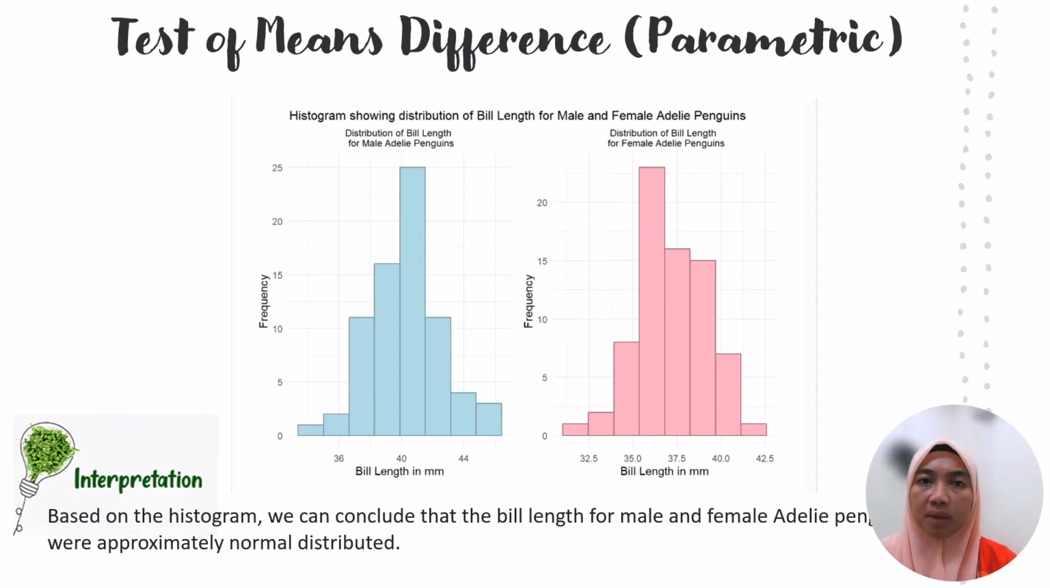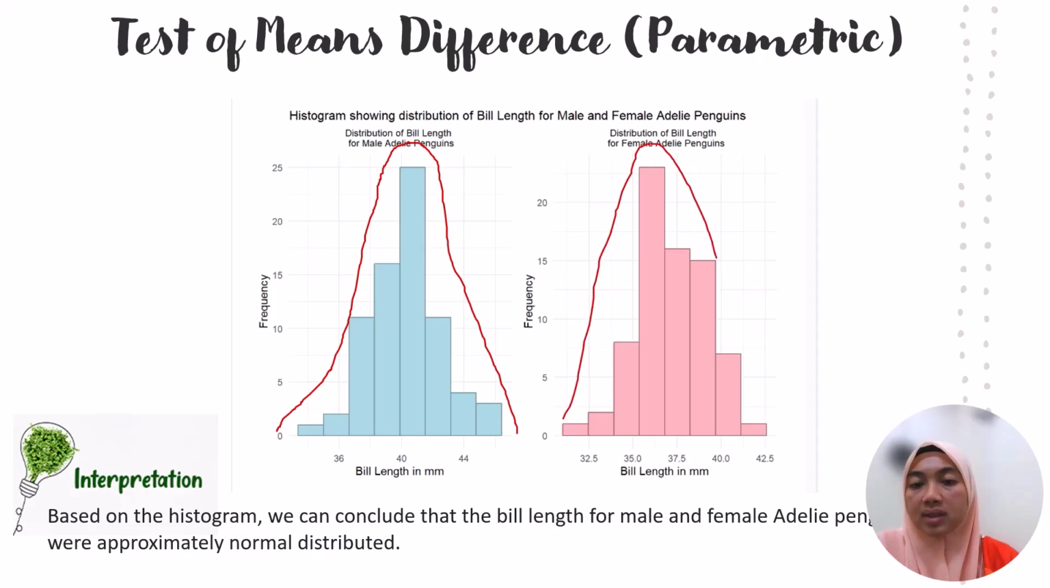So how do we interpret every output? For each output, we need to interpret the result. How do we interpret our figure, our histogram? Based on the histogram, we can conclude that the bill length for male and female were approximately normally distributed. We can see the histogram here, approximately normally distributed.